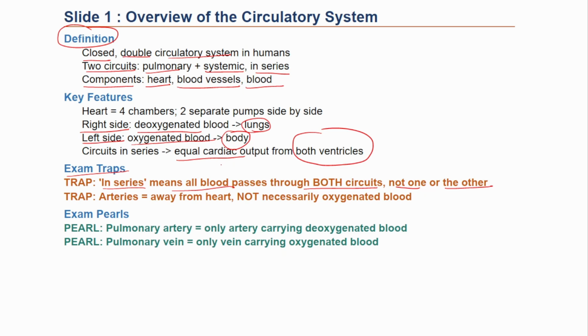Another classic trap is misdefining blood vessels based purely on the oxygenation state of the blood they carry. Students often fall into the trap of stating that all arteries carry oxygenated blood and all veins carry deoxygenated blood. This is fundamentally false. The absolute unchanging anatomical definition is that arteries always carry blood away from the heart, while veins always carry blood toward the heart, regardless of the gas saturation level. That's why it is written that arteries carry blood away from the heart and not always necessarily oxygenated blood.